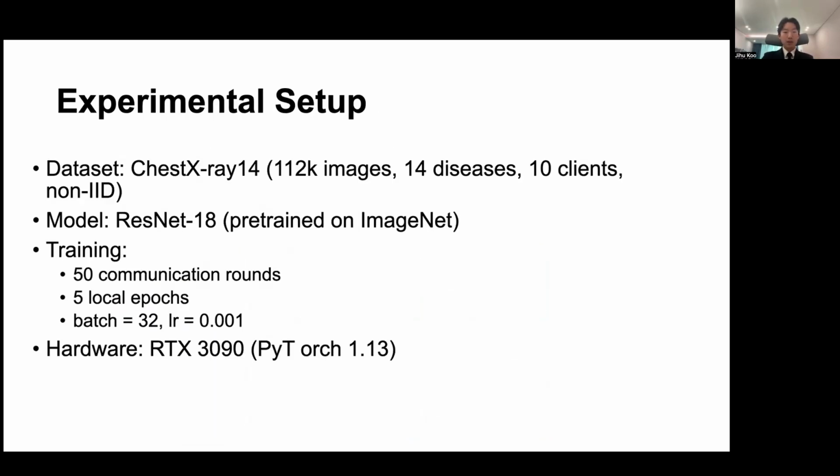As for our experimental setup, we used the ChestX-ray14 dataset. And to create a realistic federated environment, we split data into 10 clients following patient IDs, which naturally introduces non-IID distributions. We used a ResNet-18 backbone pre-trained on ImageNet, and training was performed for 50 communication rounds with 5 local epochs each. All experiments were run on an RTX 3090 using PyTorch.